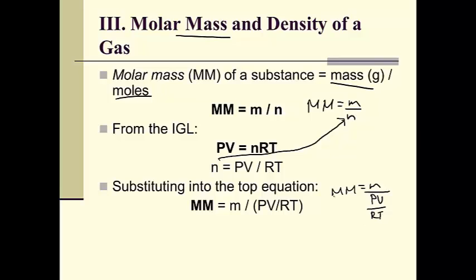Now you want to simplify this. Basically multiply the top and bottom by RT. All that cancels out, and you get mRT over PV. You can figure out the molar mass of a gas if you know these conditions. You know the mass of the gas, you know its temperature, pressure, and volume. Plug it into the equation, that'll give you the molar mass of a gas.